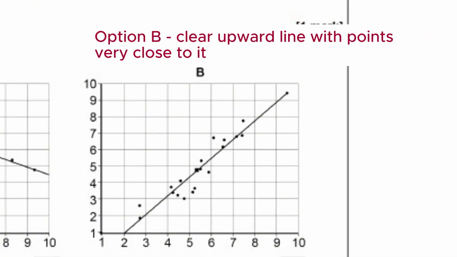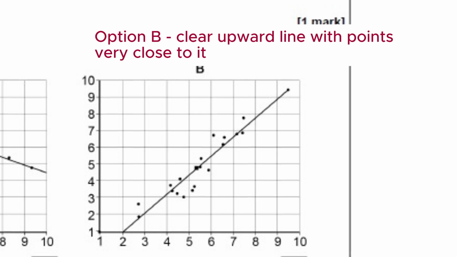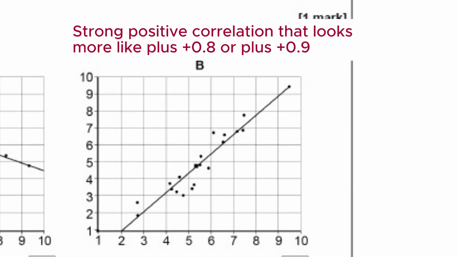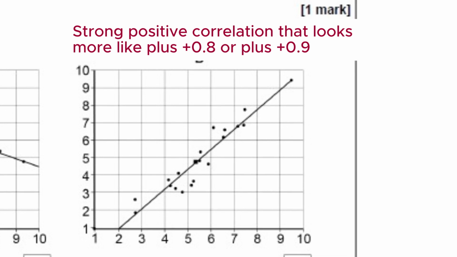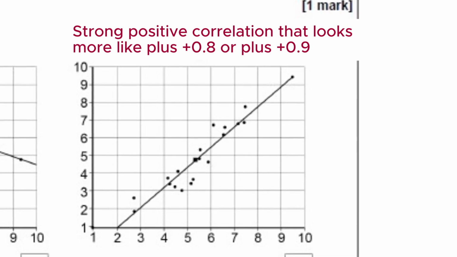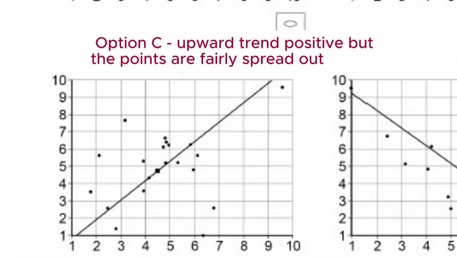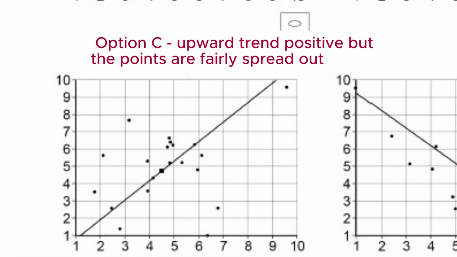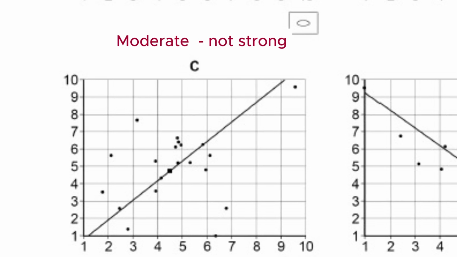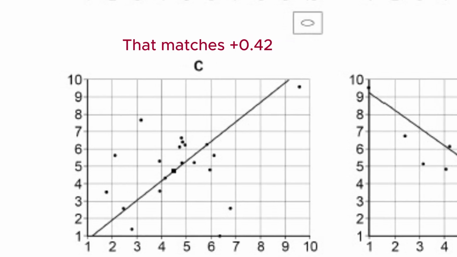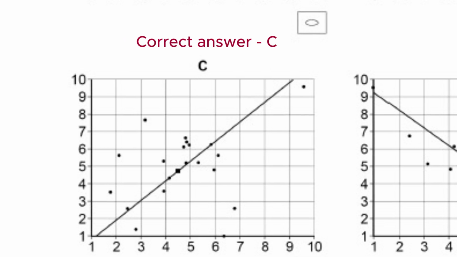Option B, clear upward line with points very close to it. Strong positive correlation that looks more like plus 0.8 or plus 0.9, not plus 0.42. Option C, upward trend, positive. But the points are fairly spread out. Moderate, not strong. That matches plus 0.42. Correct answer C.